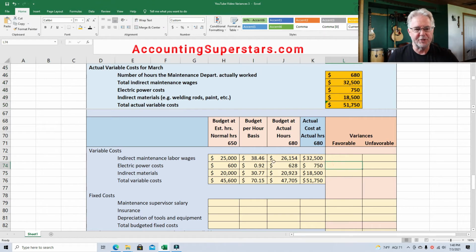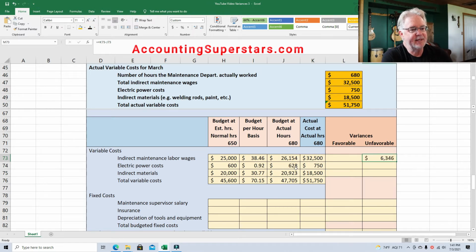So now what we're going to do is figure out the variances. Now we're doing this just for the variable costs. So in the blue here is actual, in the pink is budget. And we're hoping that the actual is lower than budget, right? That would be nice. That'd be favorable. But for the indirect maintenance labor, look at this here. $32,500 was actual. $26,154 was the budget. So they are way over budget. So this is going to be unfavorable.